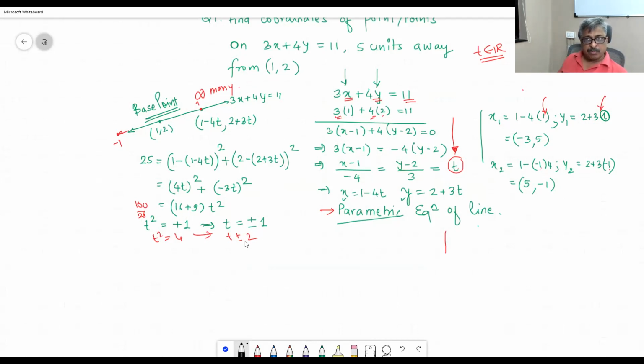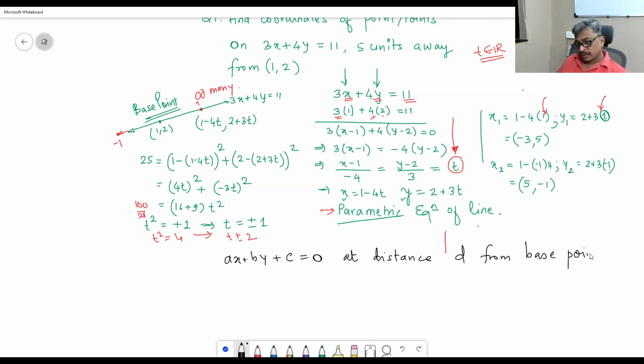Find coordinates of points on the line ax plus by plus c is equal to 0 at distance d from base point (x naught, y naught). Okay, let us do exactly the same procedure.